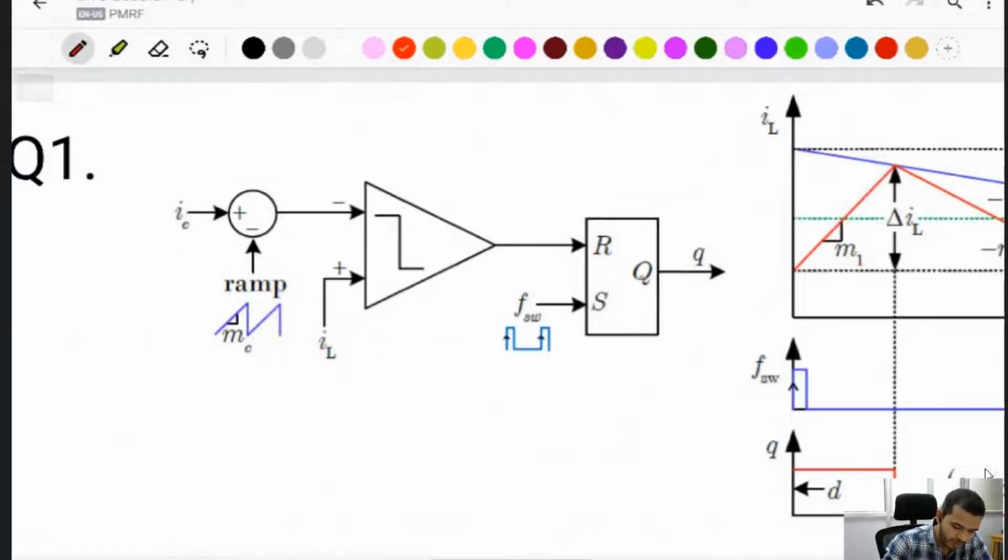This one, IC, is given here, and the ramp signal is applied to the control signal, which is the reference signal, and IL is the inductor current. To compare this, after this it is given to the SR flip-flop, and this is where switch on and switch off occur for the given switching frequency.